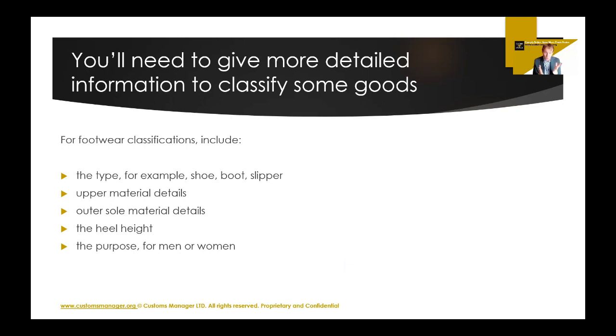So for footwear classifications, if you have footwear, there's more you need to be adding. The type, for example shoe, boot, slipper, right? The type of shoe. Is it a shoe? Is it a boot? Is it a slipper? The upper material details, the outer sole material details, the heel height, and the purpose. Is it for men? Is it for women? Even, is it for children? That is crucial. Otherwise, I can't classify this thing.